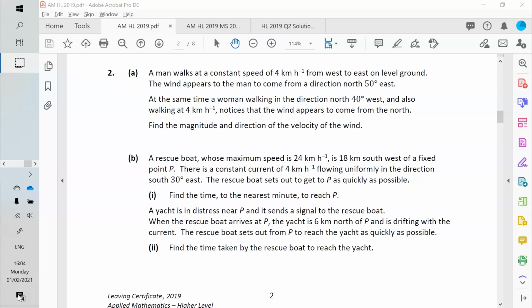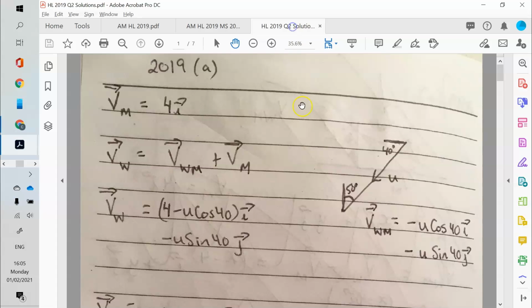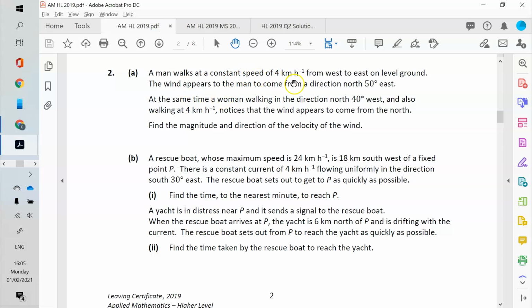So this information is given to us in the question, and we need to record that in some manner first before we can try to answer the question. So here I've got the male. He is walking due east at 4 kilometers per hour. So he's walking from west to east.